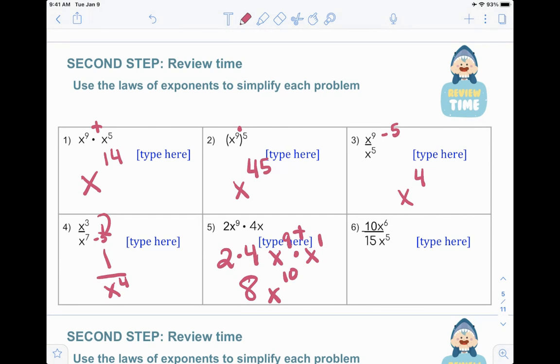In the last problem, we're going to do the same thing. We're going to separate or organize our numbers and then our variables. So the first thing we're going to do is simplify 10/15ths, and each of these is divisible by 5. So this becomes 2/3. And then for the variable, the larger exponent is in the numerator, so I'm going to subtract in the numerator, and x minus 5 is x.